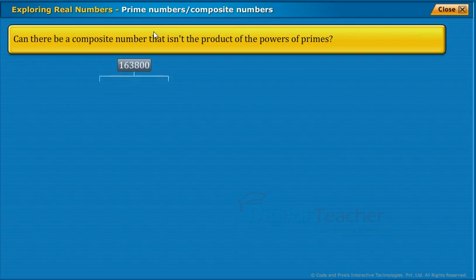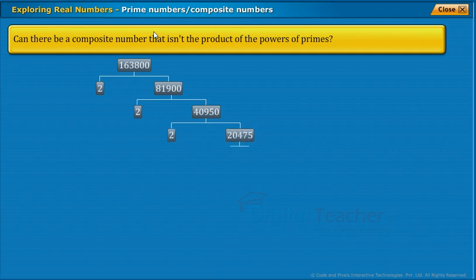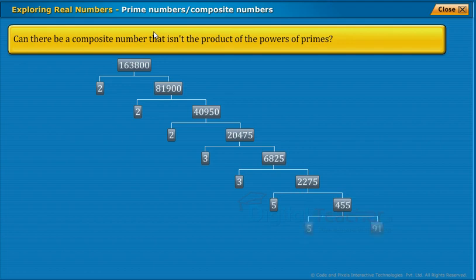163800 can be written as 2 into 81900. And 81900 can be written as 2 into 40950. 40950 can be written as 2 into 20475. 20475 can be written as 3 into 6825. 6825 can be written as 3 into 2275. 2275 can be written as 5 into 455. 455 can be written as 5 into 91. And 91 can be written as 7 into 13. Here is the factorization of 163800 as shown.